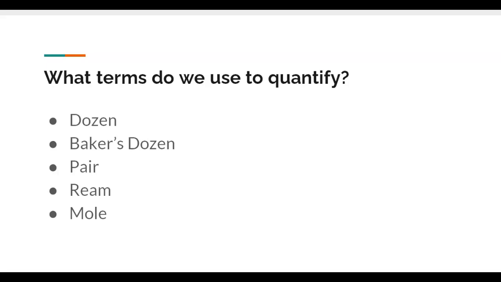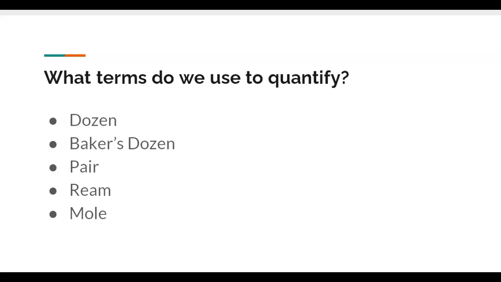For a pair, whenever we talk about a pair of shoes, a pair of birds, anything, we know we're talking about two. And for some of you who've worked with paper before, you may have heard of a ream of paper. It's actually a measurement, and an official ream of paper has 500 sheets of paper. So these four examples are examples where we use a term to represent a quantity, and a very specific quantity.